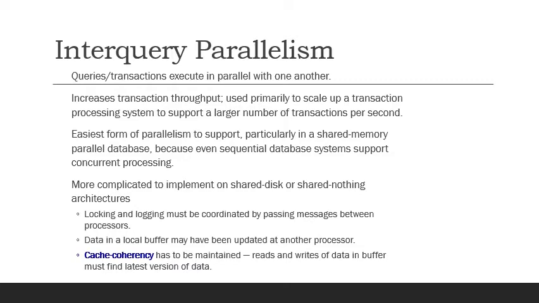A parallel database system must also ensure that two processes do not update the same data independently at the same time. Further, when a processor accesses or updates data, the database system must ensure that the processor has the latest version of the data in its buffer pool. This problem of ensuring that the version is the latest is known as the cache coherency problem.